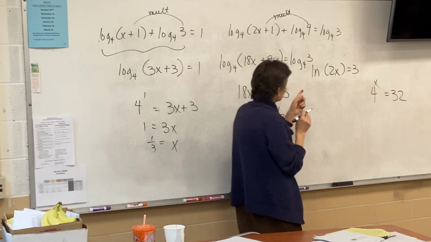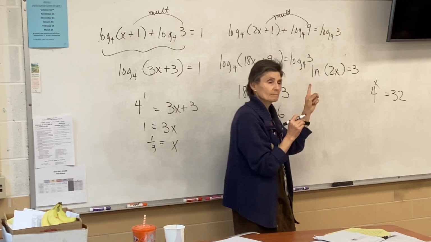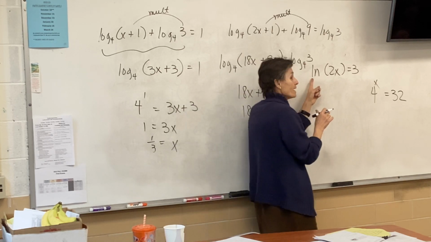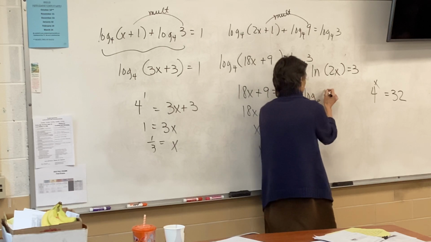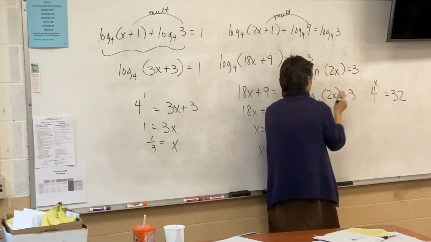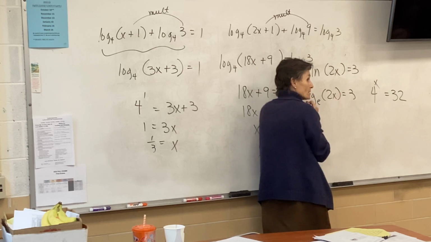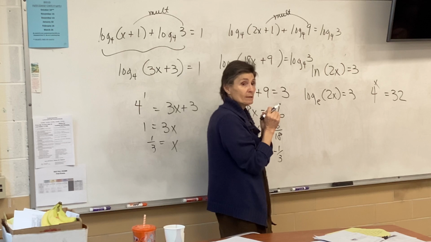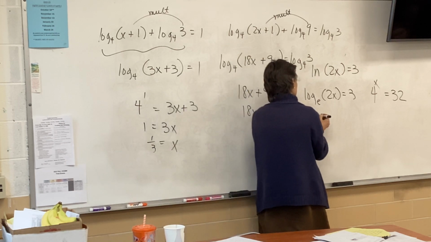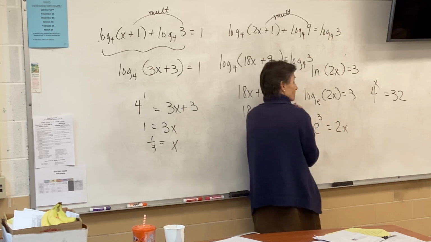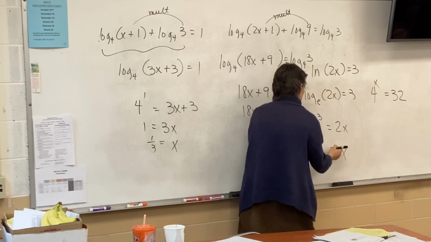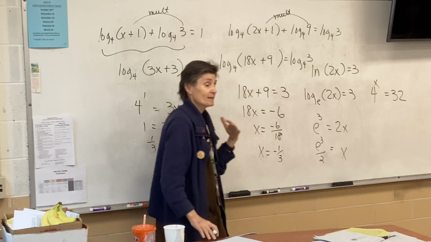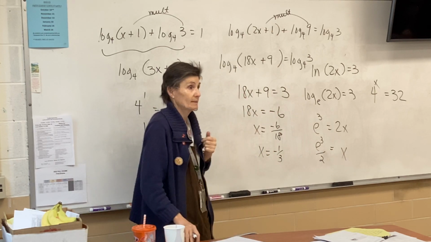Okay, how about this one? Do you have any thoughts on this one? Loop-de-loop. Guys, ln is log base e. So don't we have a logarithm equal to a number? And any time we have a logarithm equal to a number, we loop-de-loop. So e cubed equals 2x, and x equals e cubed divided by 2. And that's it. We don't have a calculator, so that's just it. That's our answer.